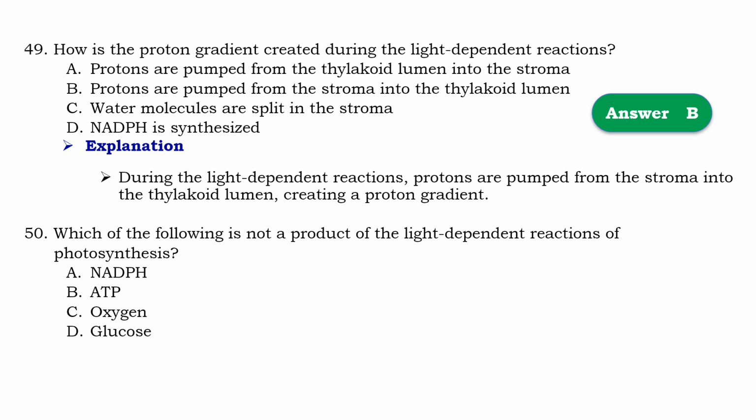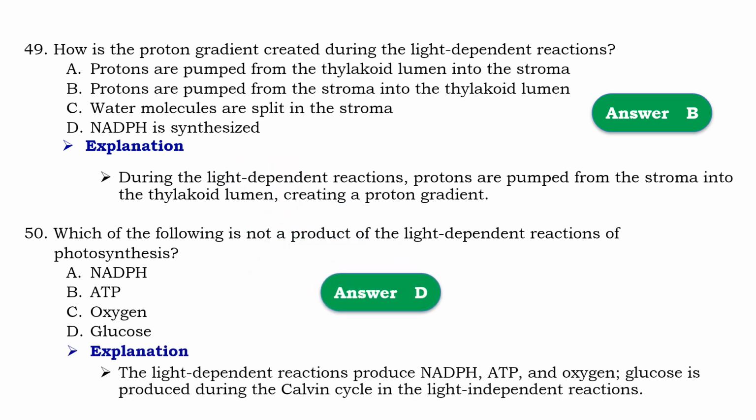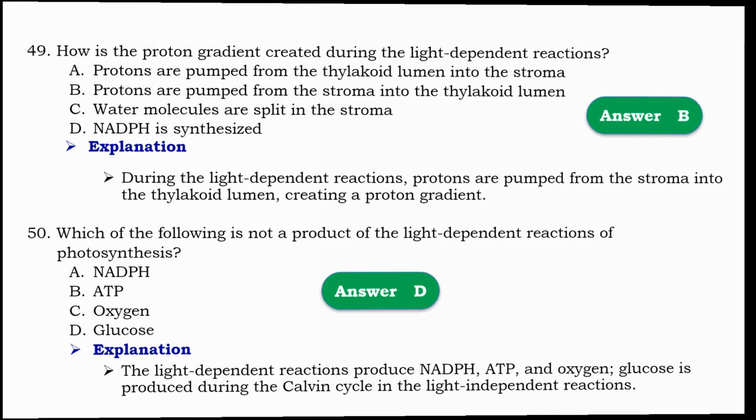Question number 50. Which of the following is not a product of light dependent reaction of photosynthesis? So that should be D, glucose. Means that the light dependent reaction produces NADPH, ATP and oxygen, and glucose is the product of Calvin cycle in light independent reaction.